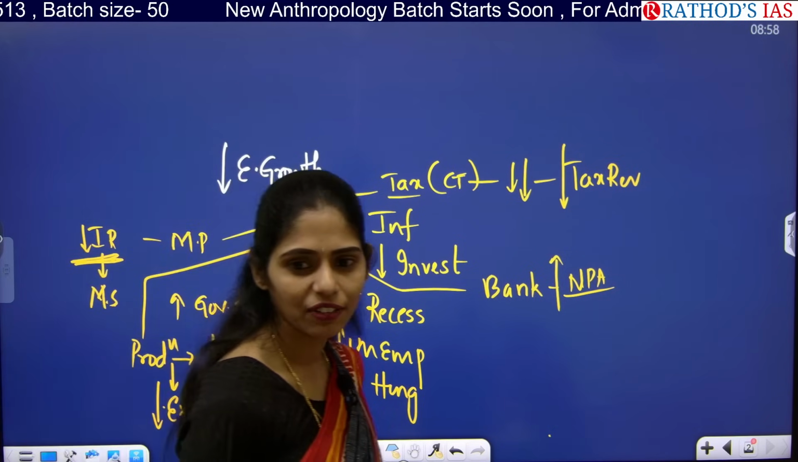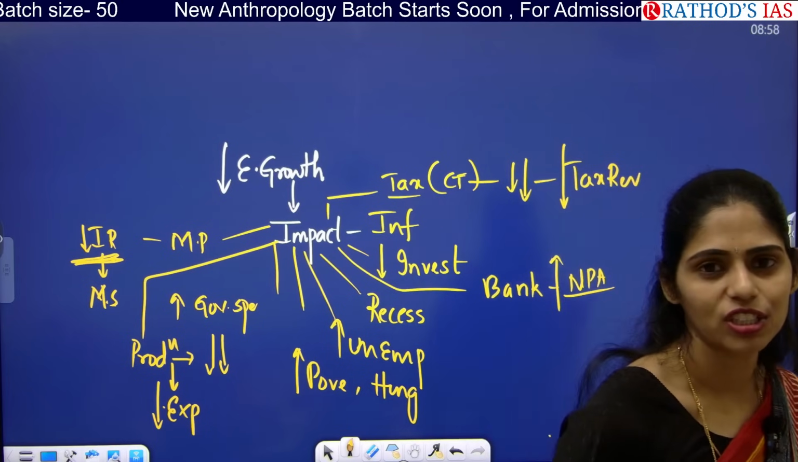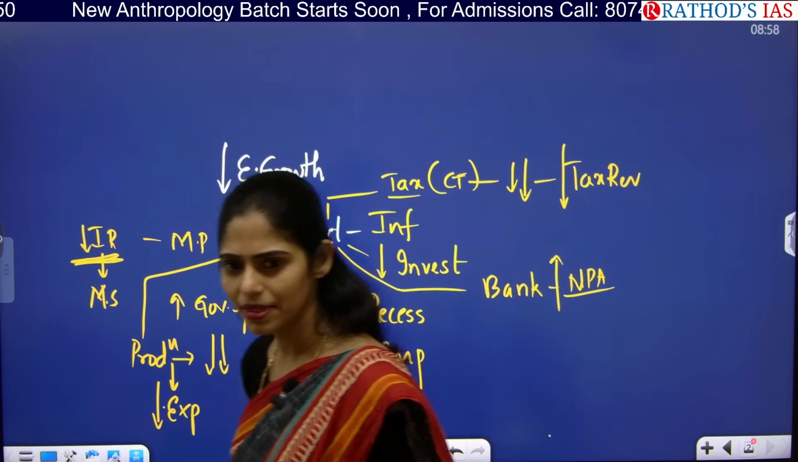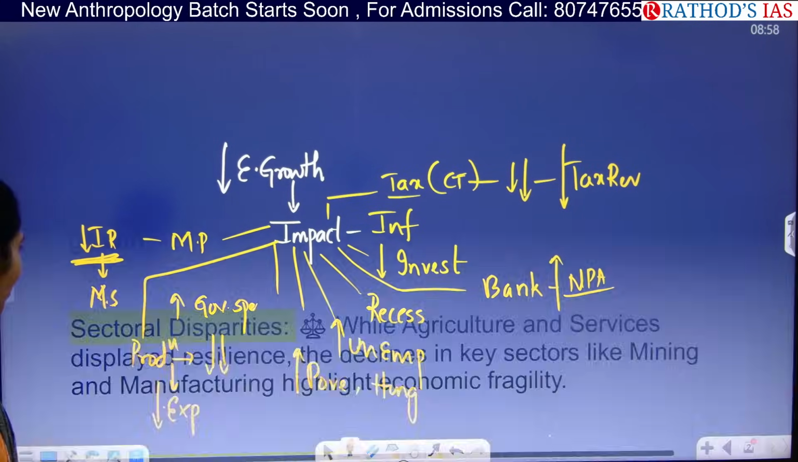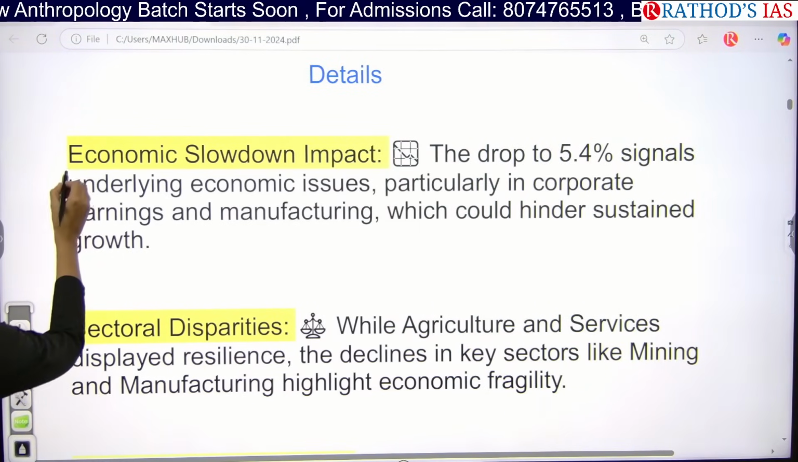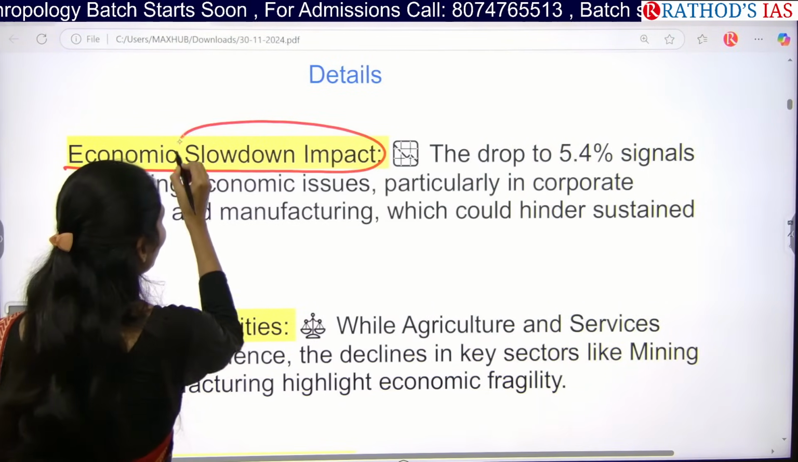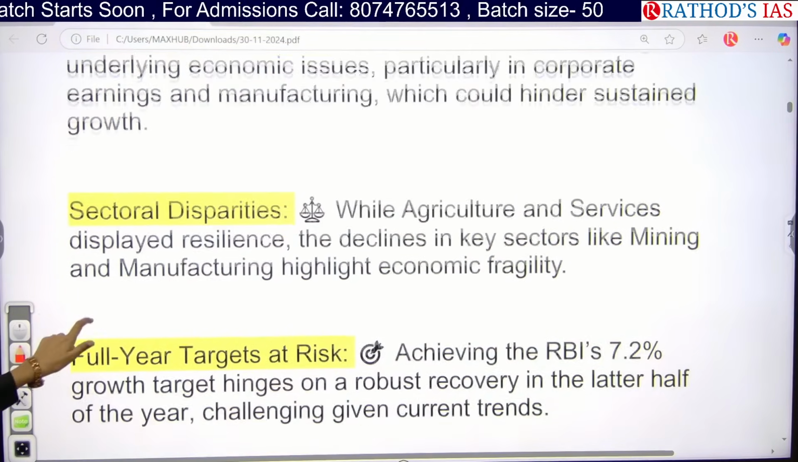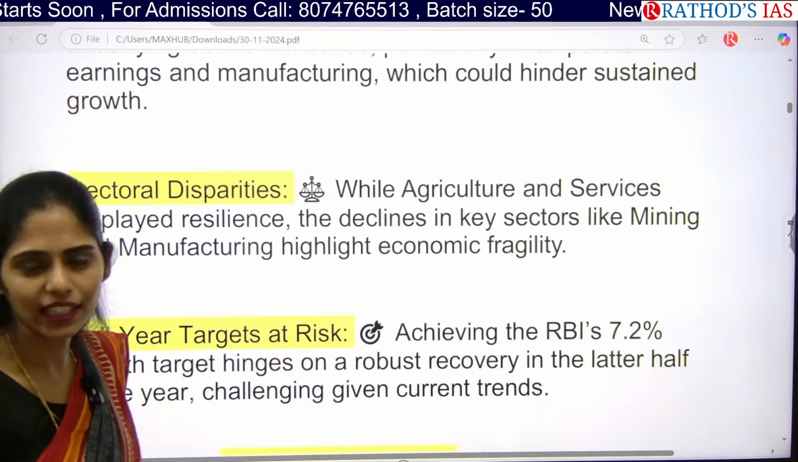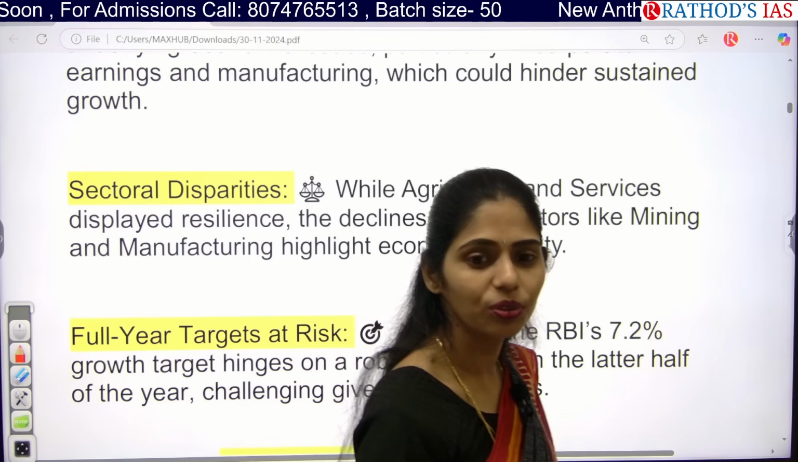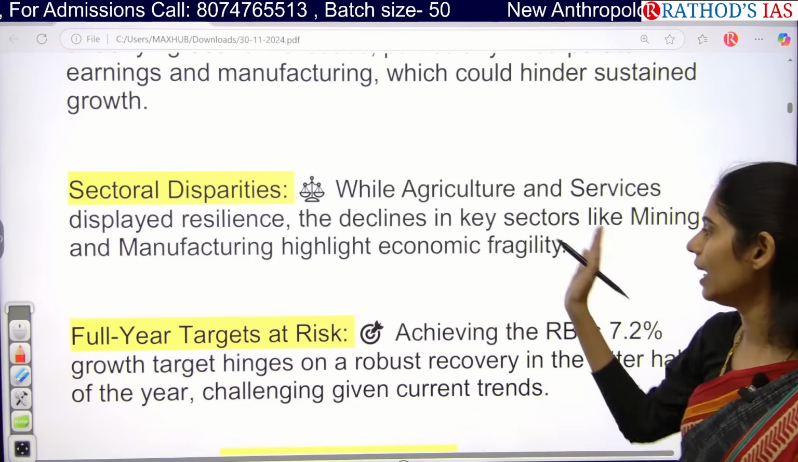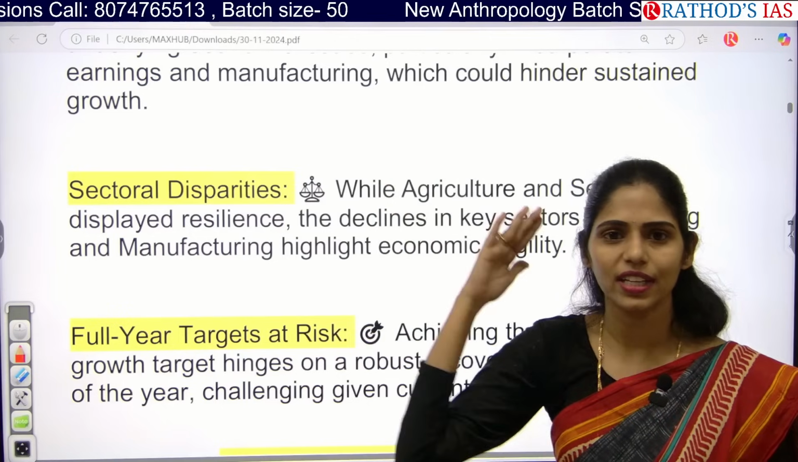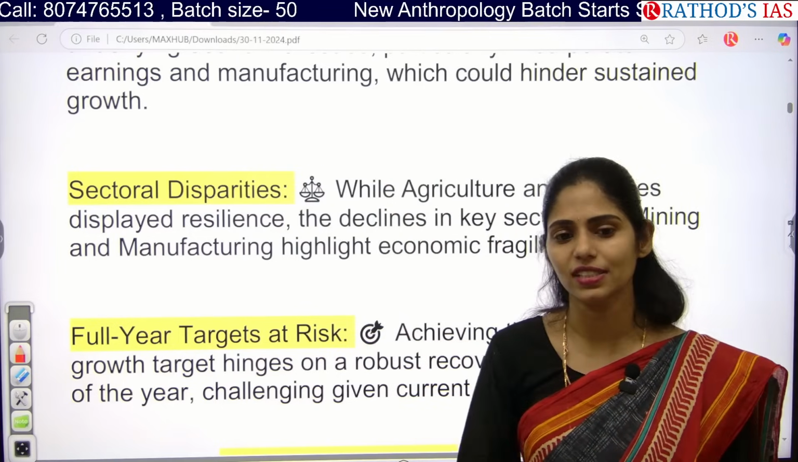So can you write the answer now? What will be the impact of decreasing economic growth on the different sectors of the economy, with examples? Okay, so in this way you have to see it. There will be an impact on our economy because of decreasing growth. And the next one here is sectoral disparities. This article is saying that agriculture and the service sector are doing well, but mining and manufacturing are not doing well. That means sector-wise there is also disparity. There is a divide between these sectors.